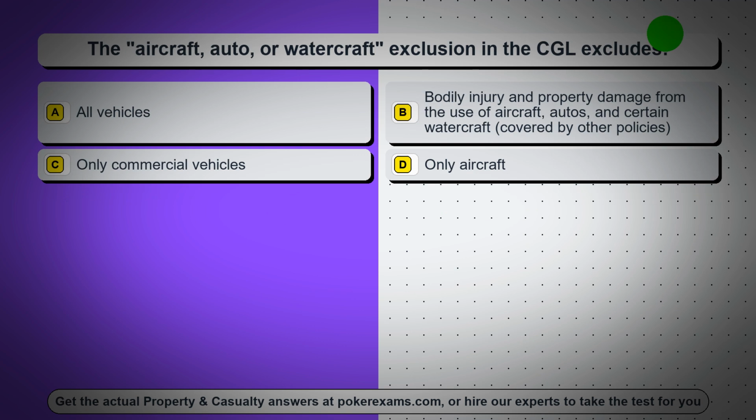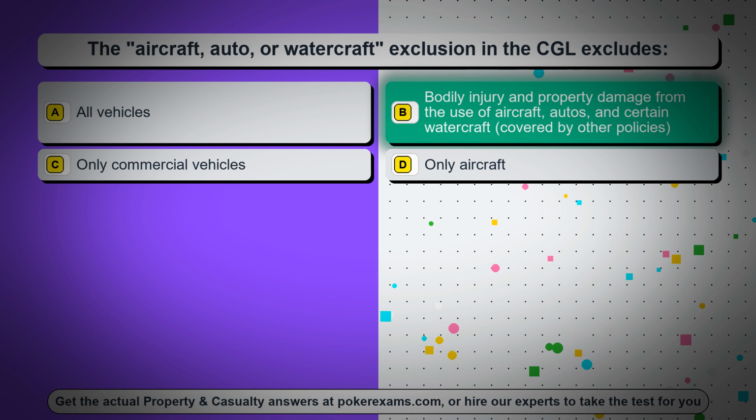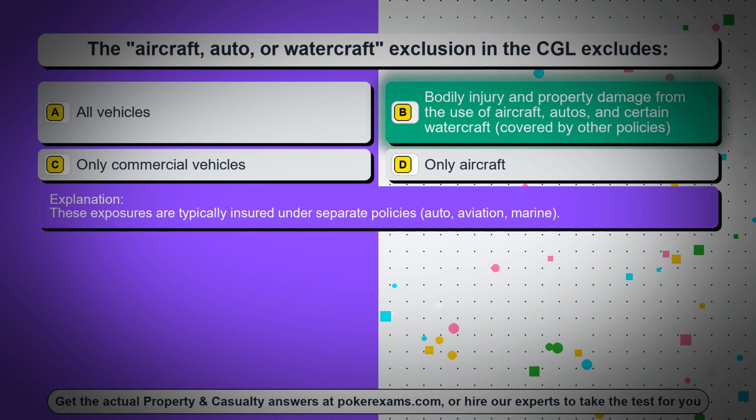Question 98. The aircraft, auto, or watercraft exclusion in the CGL excludes: Option A, all vehicles. Option B, bodily injury and property damage from the use of aircraft, autos, and certain watercraft, covered by other policies. Option C, only commercial vehicles. Option D, only aircraft. The correct answer is option B, bodily injury and property damage from the use of aircraft, autos, and certain watercraft, covered by other policies. These exposures are typically insured under separate policies: auto, aviation, marine.